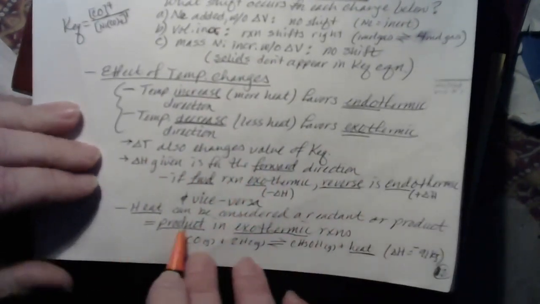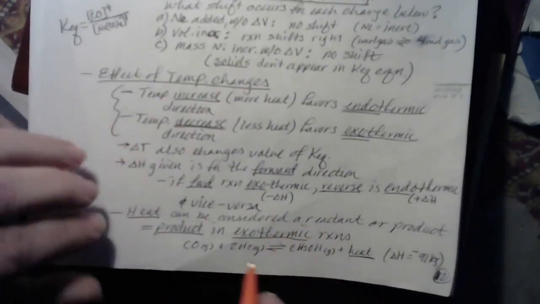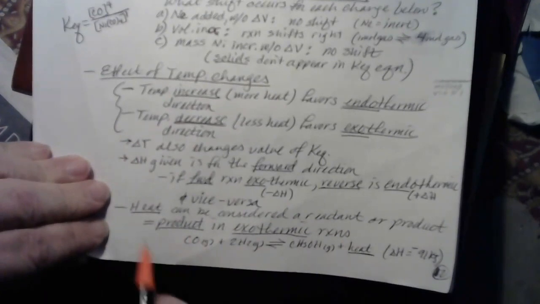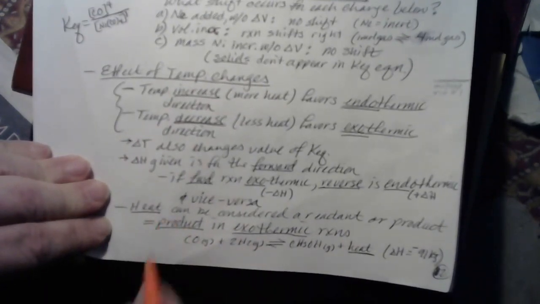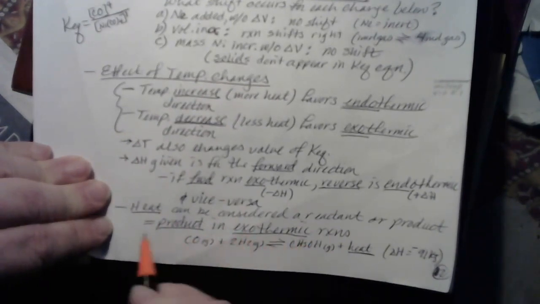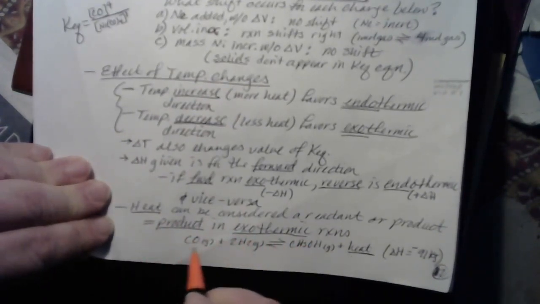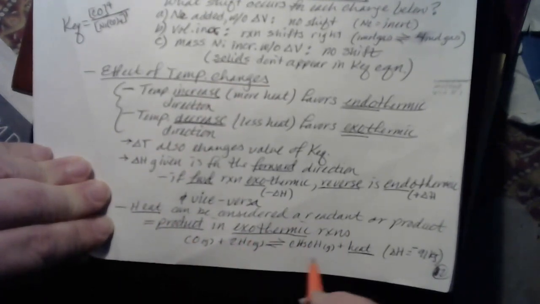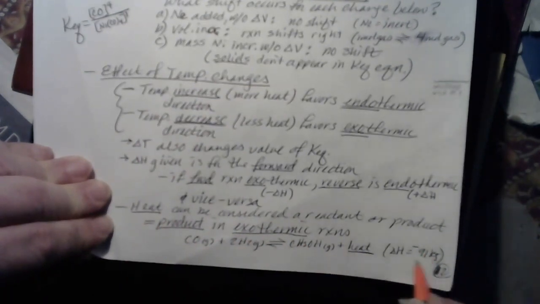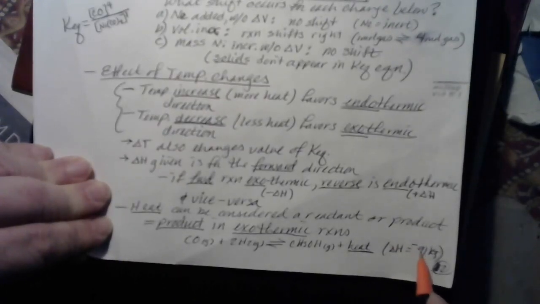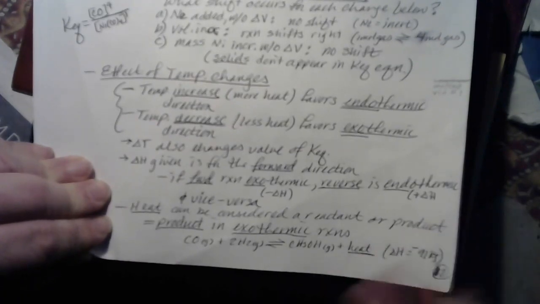Another way to think about this: if you remember when we were talking about thermodynamics, we said that in a chemical reaction that takes in or gives off energy, you can think of energy or heat as a reactant or a product. In an exothermic reaction, the heat is a product. Like in this example, carbon monoxide plus 2 hydrogens yields methanol and heat, and the delta H is minus 91 kilojoules. The negative delta H tells you the reaction is giving off heat, in other words, heat is one of the products of that reaction.